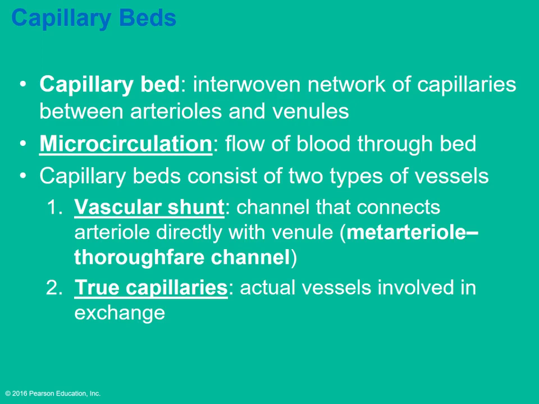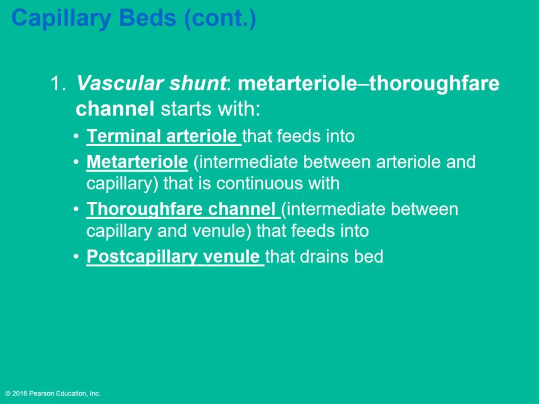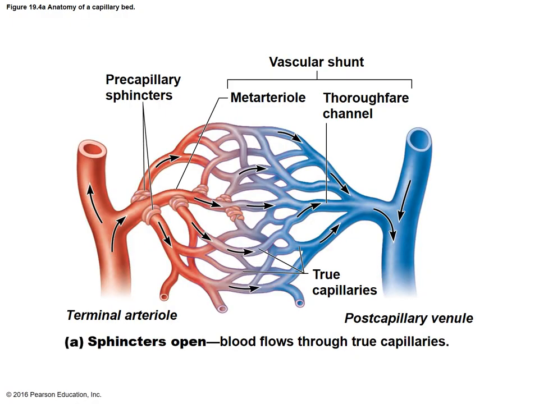Now, you have different types of vessels. And here you've got the true capillaries where the exchange is actually going to occur. And then you have what's known as a vascular shunt. This is kind of, think of it as like the main road that's connecting the arteriole to the venule. This vascular shunt, you have that arteriole that's going to feed into it. You have this thoroughfare channel, the main capillary, that then is going to feed into the venule. And you can regulate the amount of blood flow through here depending on what the needs are at this particular time.